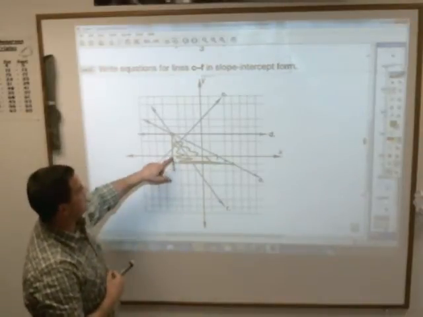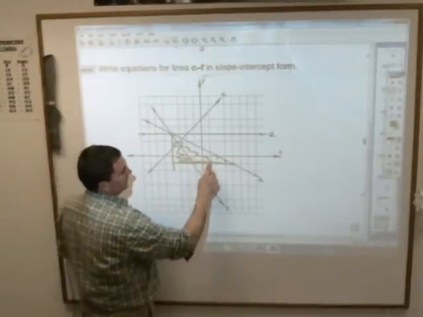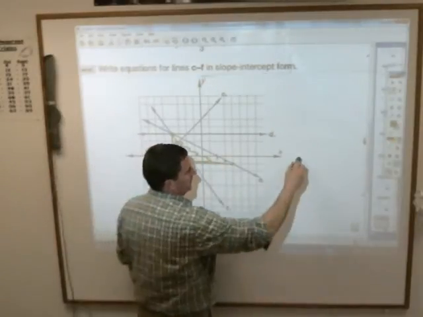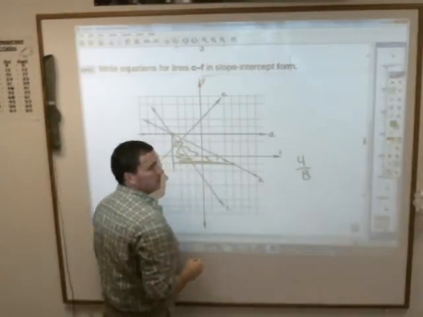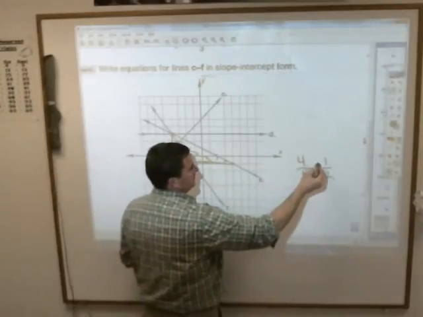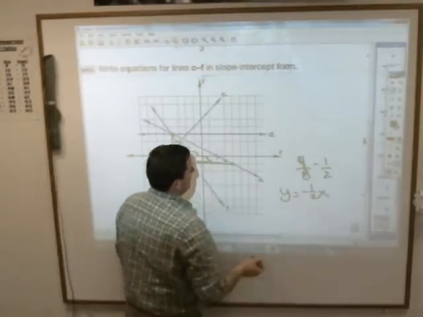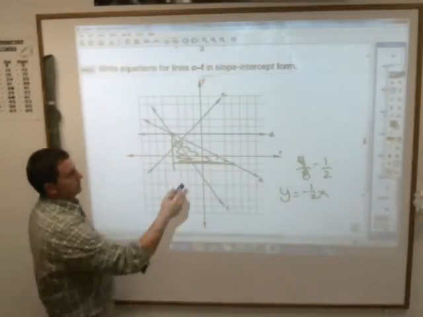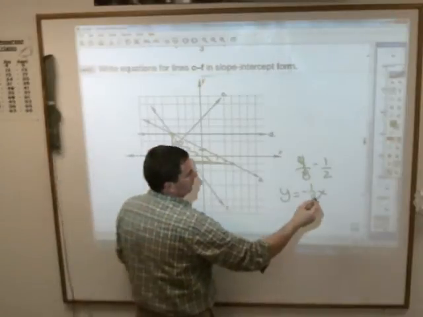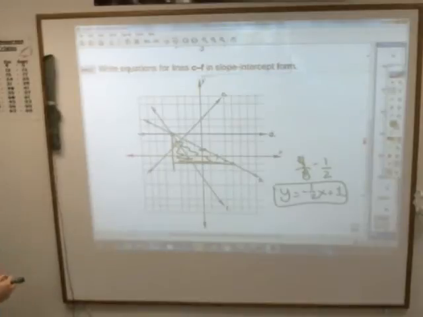How high is the triangle? 1, 2, 3, 4. How wide is it? 1, 2, 3, 4, 5, 6, 7, 8. So it has a 4/8 slope, which is 1/2, and it is also negative, because it's going downhill. So y equals negative 1/2 x. Where does it cross the y-axis? Right here at 1. That, ladies and gentlemen, would be the equation that you would use to find that one. Again, your book is a little clearer. It's not missing all the lines that I think would be here.